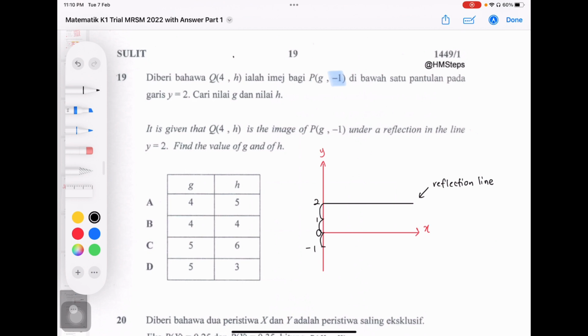So 1, 2, 3. So here is 5. It means H is equal to 5. So the answer is A.